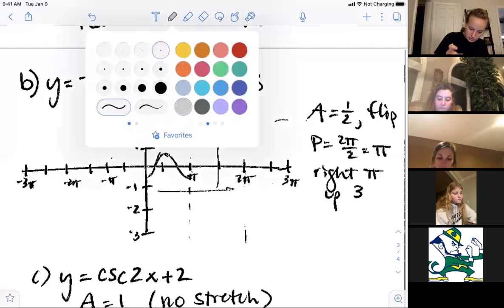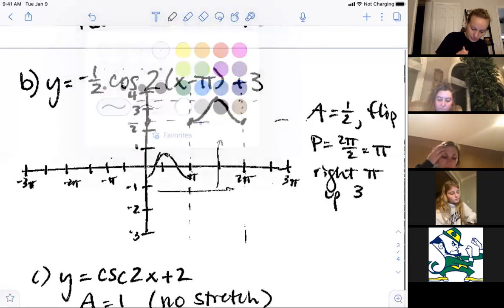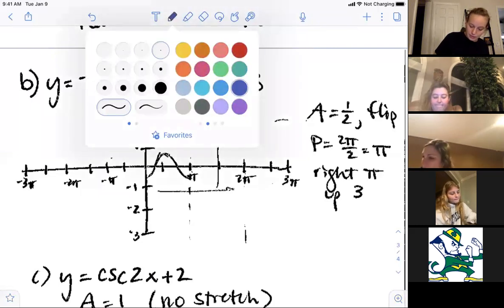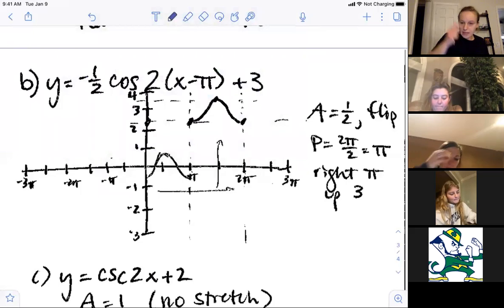Actually, let me do this. I'm just gonna white it out. No, I'm gonna mess that up. Never mind, I'm not gonna do that. I'll just draw it somewhere else. Sorry, I'm just thinking out loud to myself. You guys are just here for the ride.